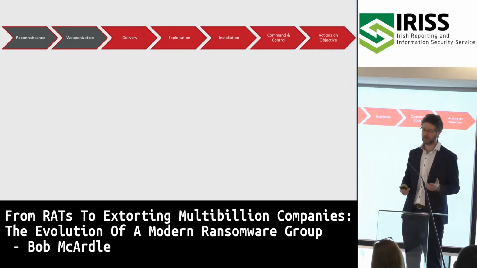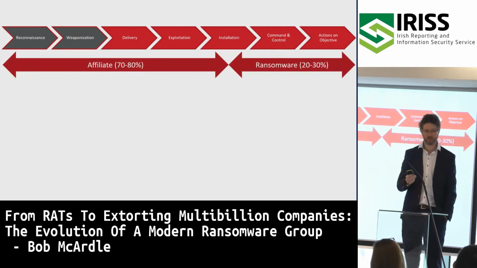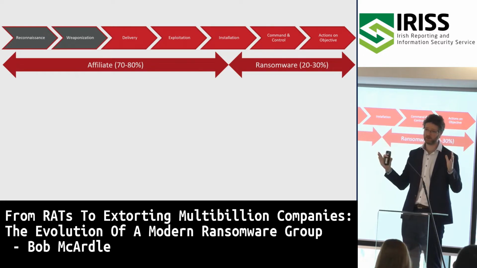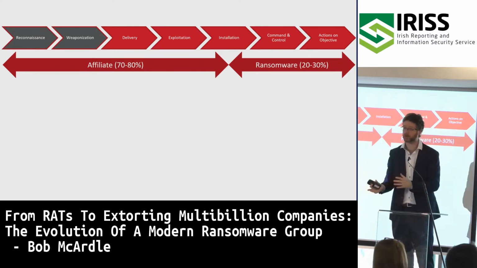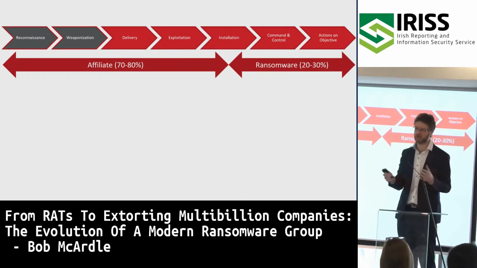The reason behind that is the affiliate model split I mentioned before. If you think about it, the affiliate is taking care of the first part of the kill chain, and in theory the ransomware gets deployed at the very end and does the other part of the kill chain. But it actually gets a little bit trickier than this, as you'll see as we go on.